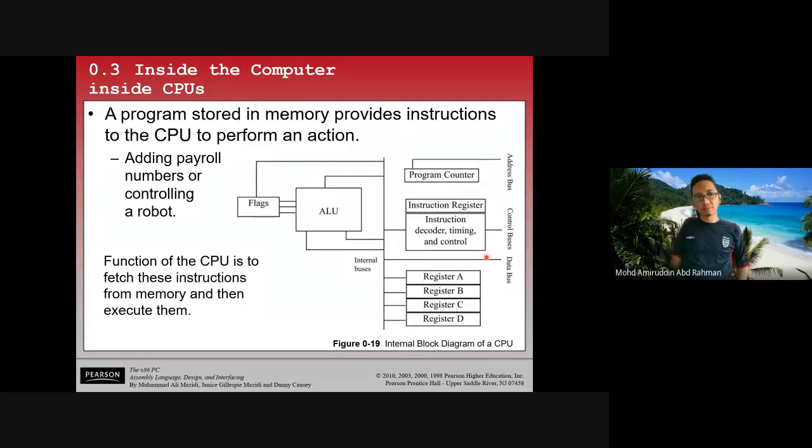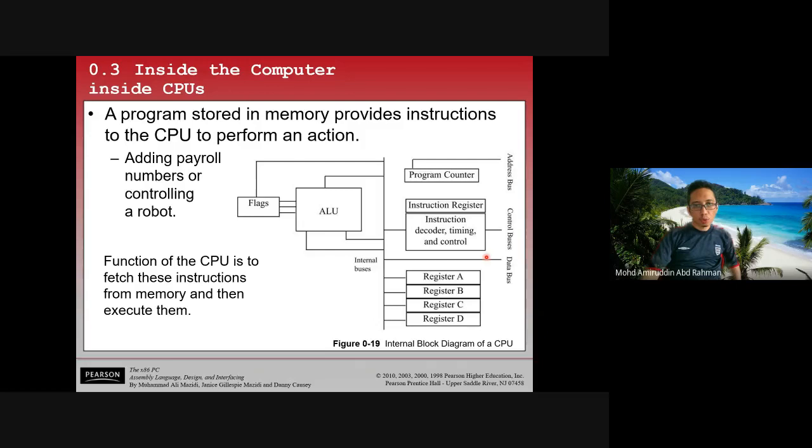All right, so we continue with the inside of the CPU. We have a program stored in memory that provides an instruction to the CPU to perform an action, let's say to add payroll numbers or control a robot. The function of the CPU is to fetch these instructions from memory and then execute them.